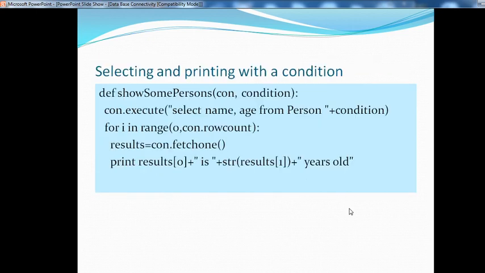Now next we will see selecting and printing with conditions. Here we saw selecting and printing, but now how to do it with a condition. We can write the code: define one function, show_some_person(con, condition). That means con.execute select name, age from person plus condition. For i in range con.rowcount, result equals con.fetchone, print result[0] plus str(result[1]) years old.